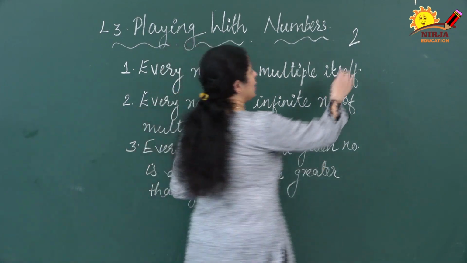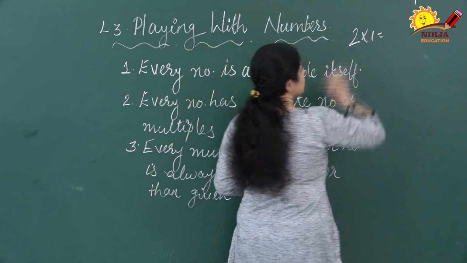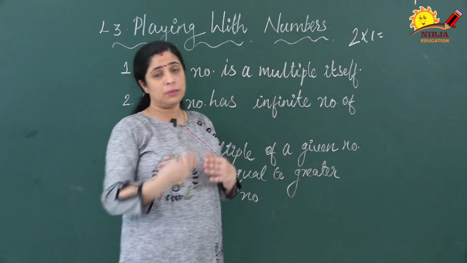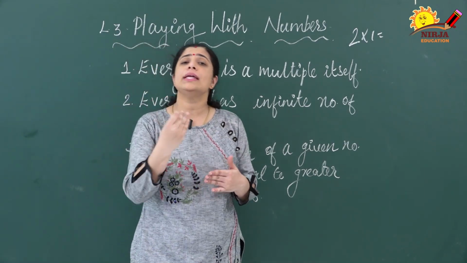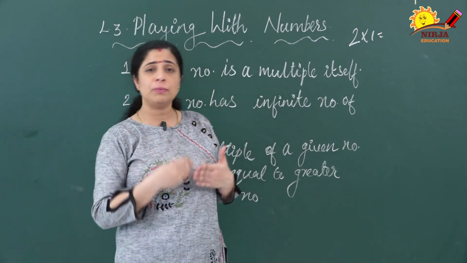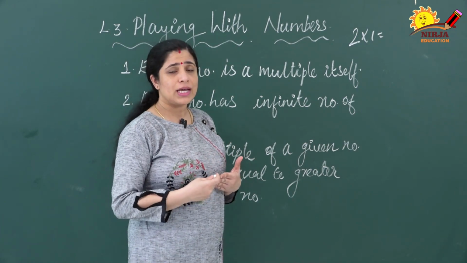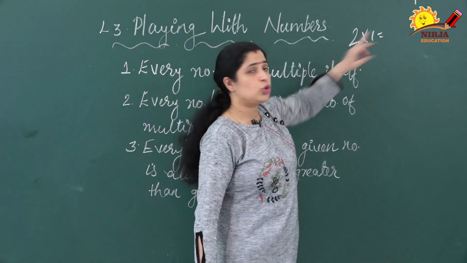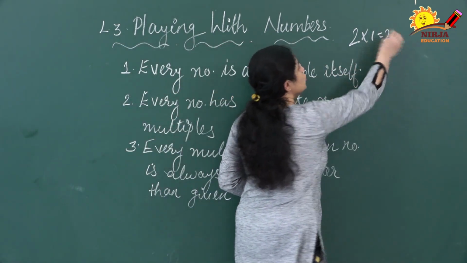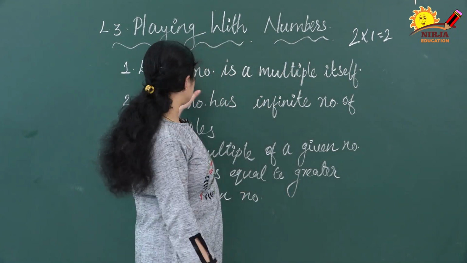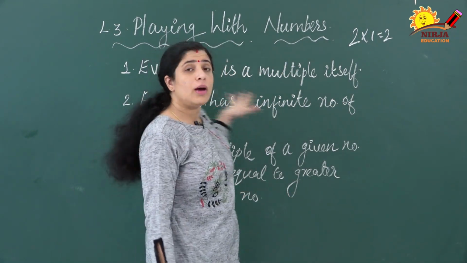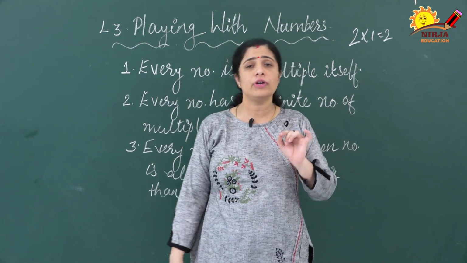When you are multiplying 2 by 1, what is the definition of multiple? When you multiply the given number by any natural number, you get a multiple of that number. So 1 is a natural number. When I multiply 2 by 1, you get 2. So that is the meaning of this first point: every number is a multiple of itself.